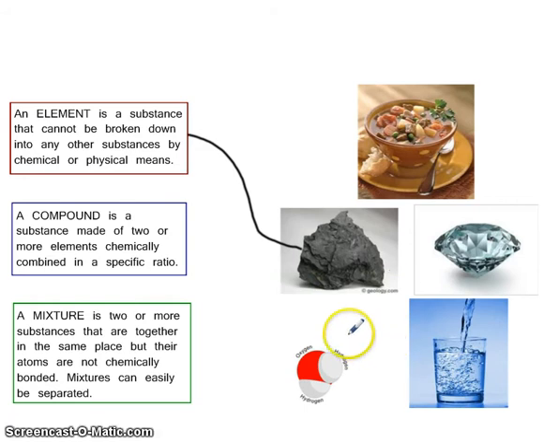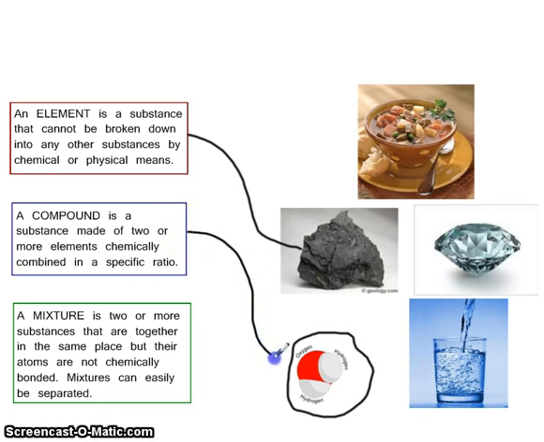If you looked at this image down here and you saw one oxygen chemically combined with 2 hydrogen atoms in a specific ratio, you would have appropriately identified water as a compound. Remember that a compound is a substance made out of 2 or more elements chemically combined in a specific ratio, which would then leave our bowl of soup to be a mixture.